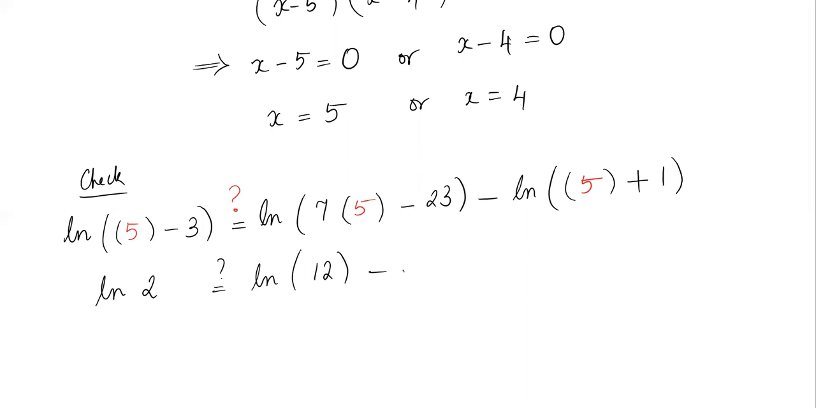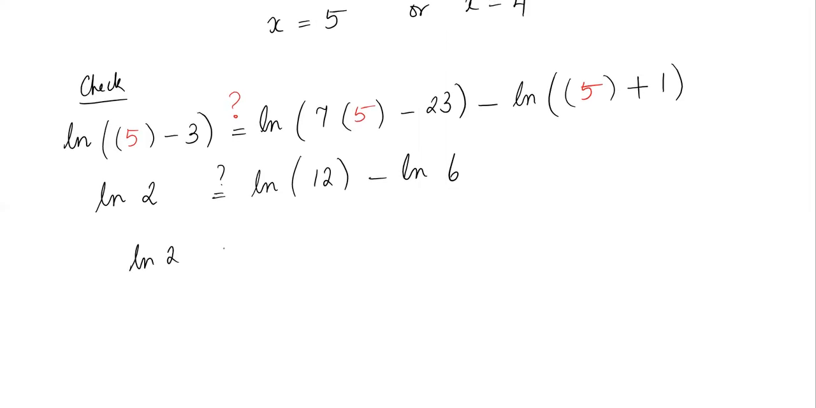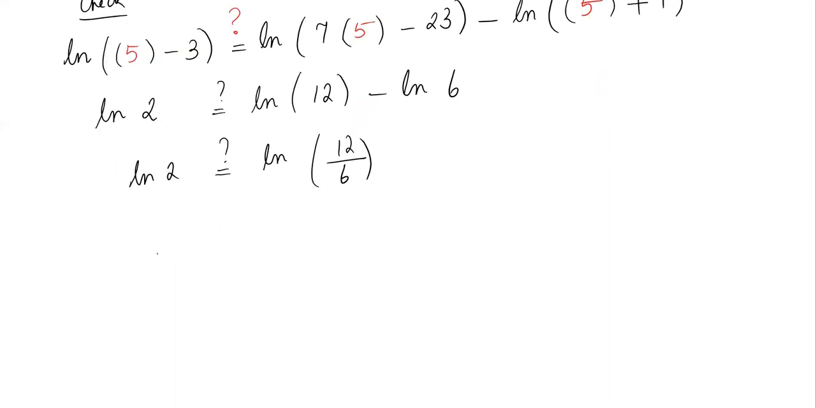12, minus ln 6. Okay, so ln 2, again, be very, very careful. It's not ln 12 minus ln 6, where you subtract the 12 and the 6, you actually divide them. So 12 over 6, okay, and ln 2 equals ln 2. Both sides are the same. You don't have to reduce any further if they are identical. On both sides, you got a true statement. So this implies x equals 5 is a solution.